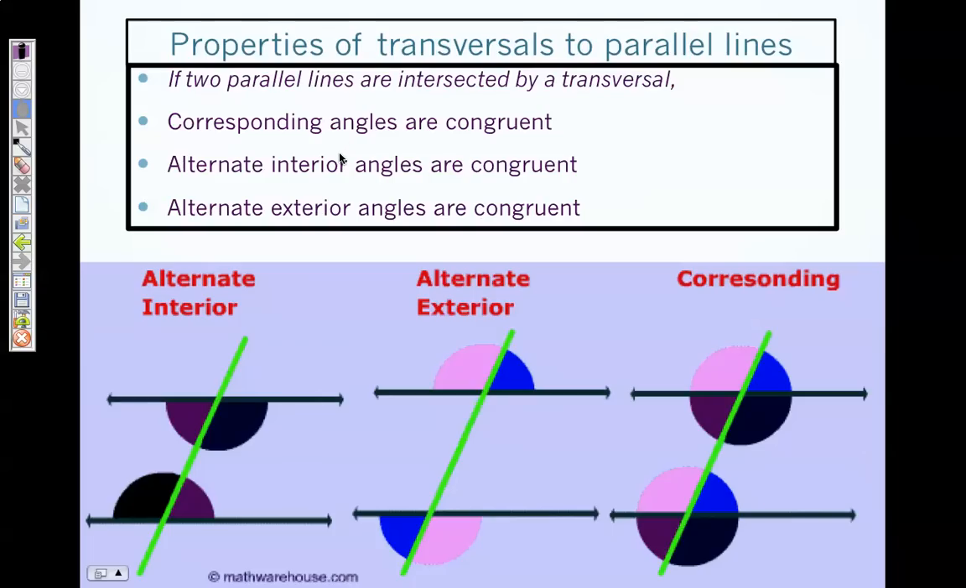So just to reiterate, properties of transversal lines. If you have parallel lines that are cut by this green line called a transversal, your alternate interior angles are equal, they're congruent. Your alternate exterior angles are congruent, and your corresponding angles are congruent.